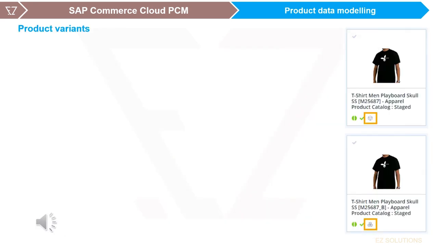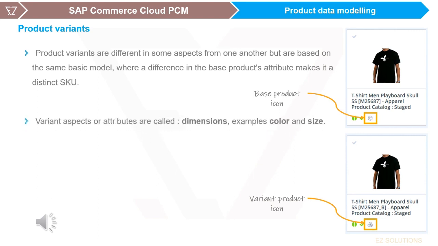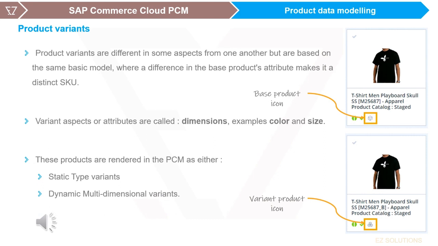Now, let's see the product variants. Product variants are products different in some aspects from one another but are based on the same basic model, where a difference in the base product's attribute makes it a distinct SKU. Variant aspects or attributes are sometimes called dimensions. Common examples are color and size. These products are rendered in the PCM as either static type variants or using dynamic multidimensional variants.